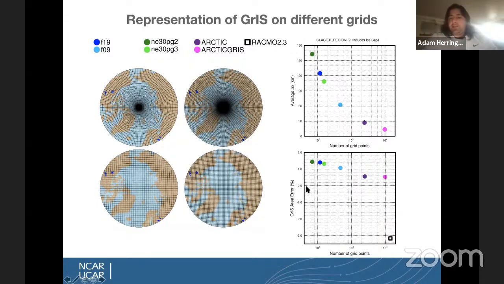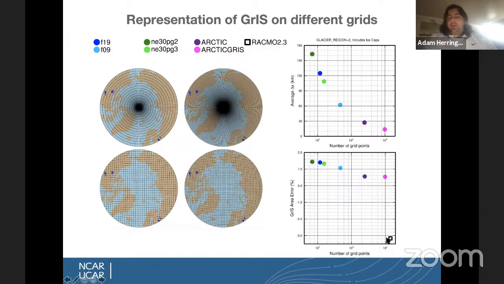Okay. So basically, what I'm saying is that the data set you use to create the Greenland ice sheet mask in the model, when you go to coarser resolutions, you have a small error that tends to make it a little bit larger, so about 1%.